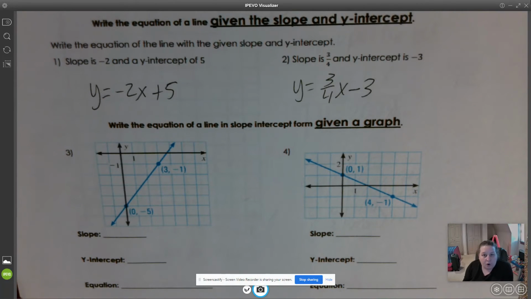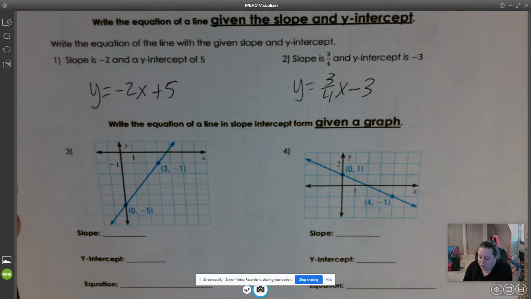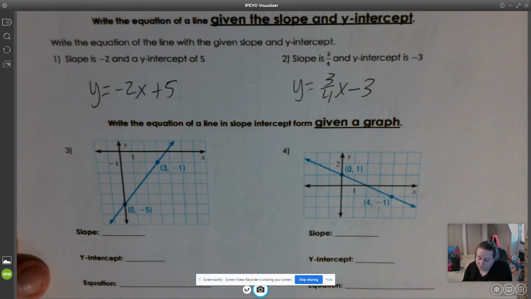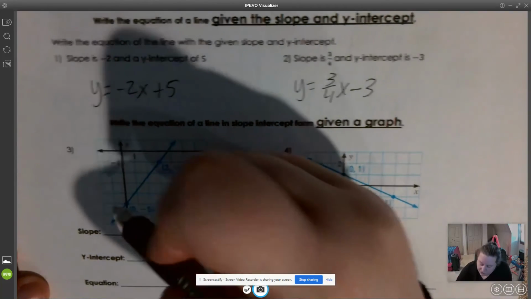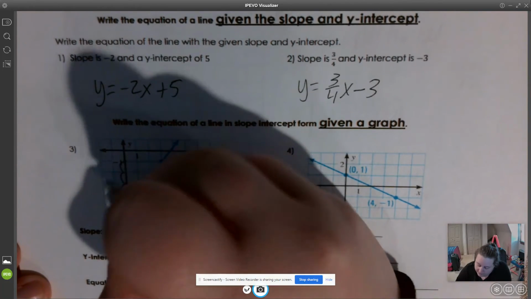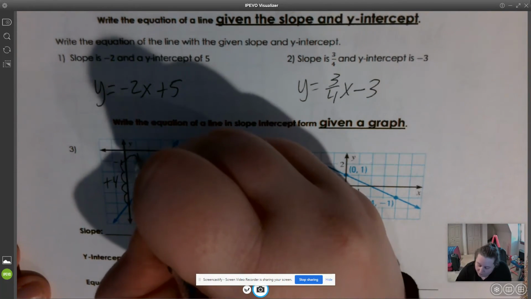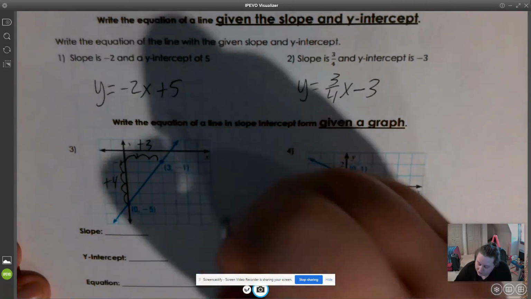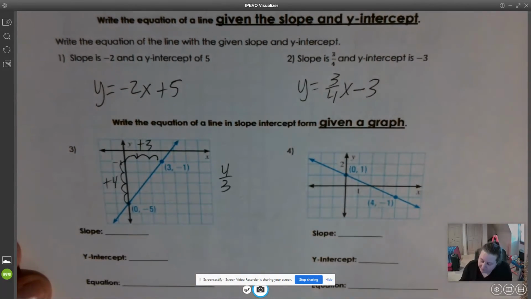The last thing we're going to go over today, which we've already started, is writing lines given a graph in slope-intercept form. So there's two pieces of information we need to write these equations. We need slope and we need y-intercept. So slope, we are experts at this point. I always count up or down first and then to the right. Here I need to go up, so I'm going to start at this point here. I'm going up 1, 2, 3, 4, and I'm going over 1, 2, 3. So I have a slope of 4/3.